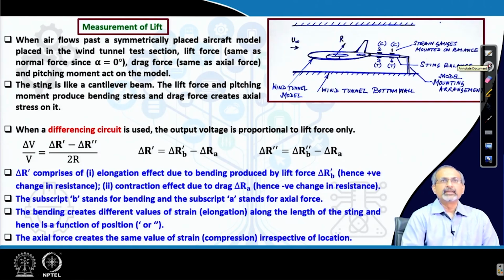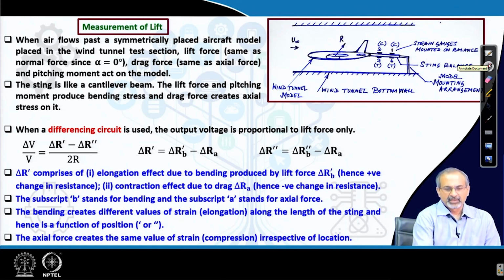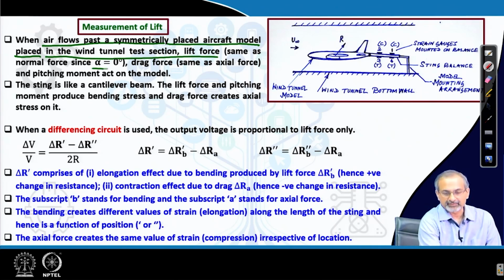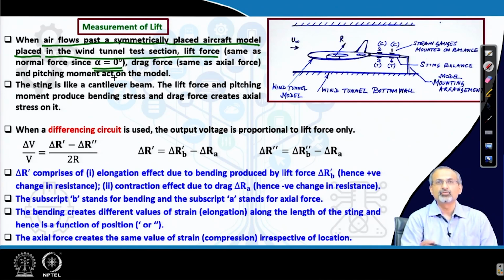A little more detailing of how we measured lift and which kind of circuit should we be using for that. Let us consider that the air flows past a symmetrically placed aircraft model. To keep things simple, we are doing that, and that basically means that we are keeping a 0 angle of attack. In that situation, though we are going to actually measure normal force and axial force, they would basically mean lift and drag forces, because your angle of attack is 0.